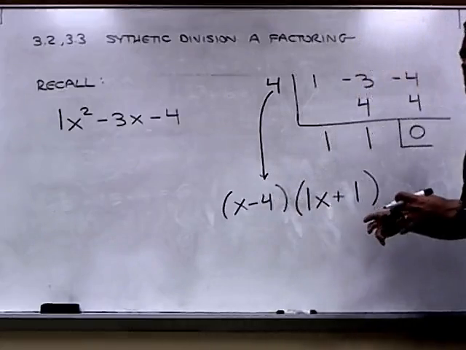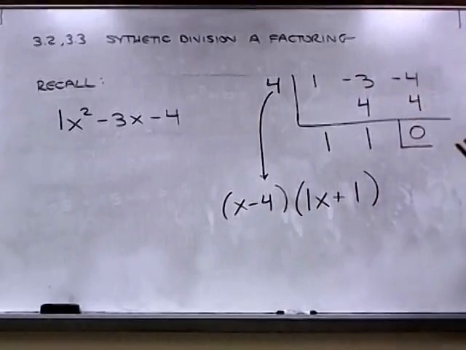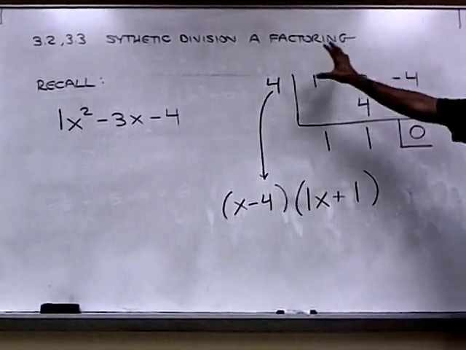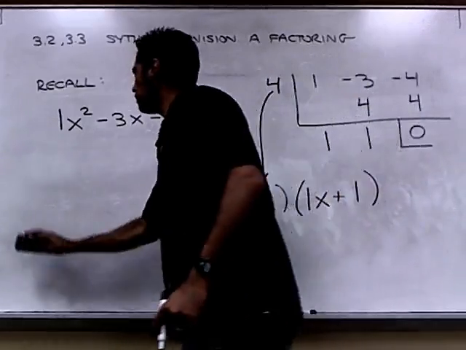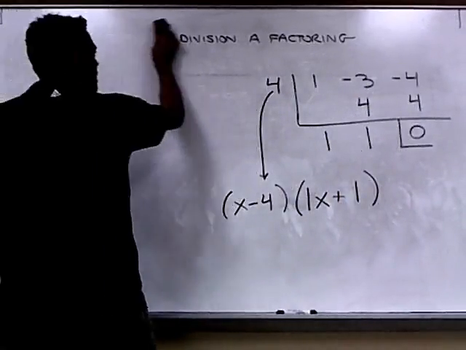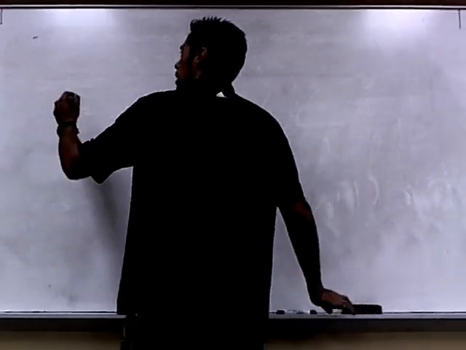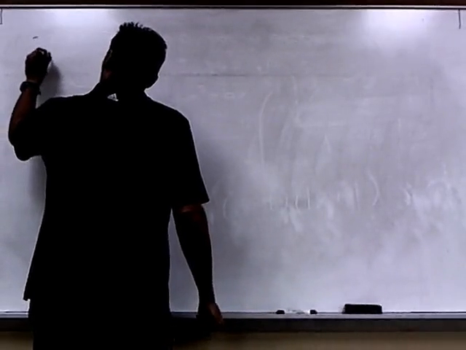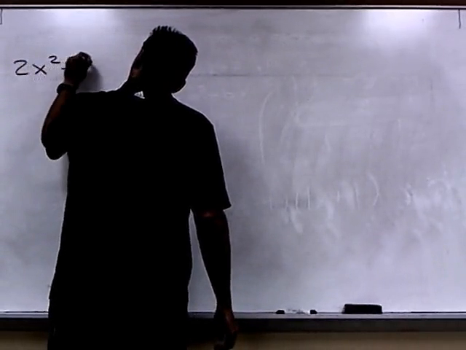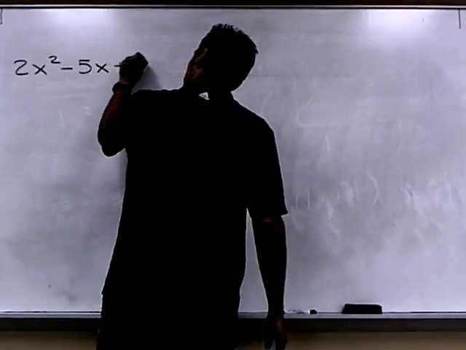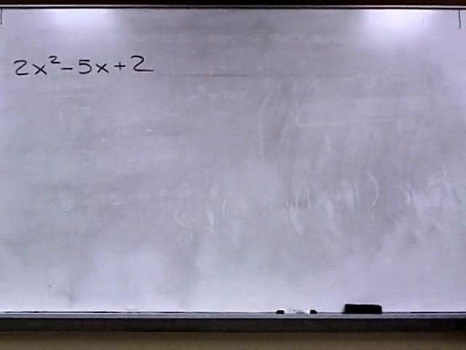I have to do another one because this one was just too much information all at one time. I'm going to start a brand new one, and let's see if we can somehow use this division to factor something. Let's do this: 2x squared minus 5x plus 2. Okay, I'm going to try and factor this, all right?